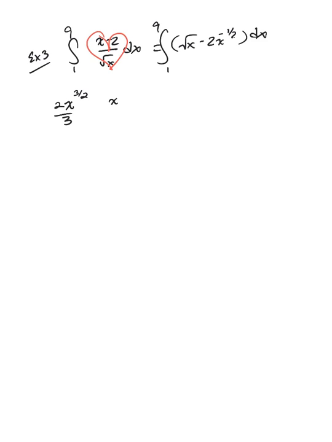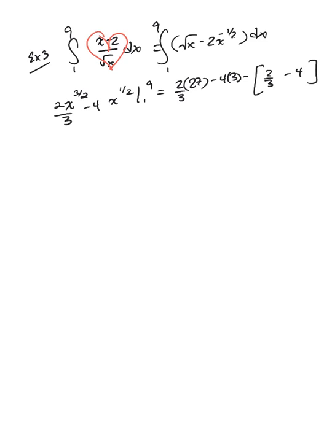So that is x to the 1/2 power divided by 1/2. Divided by a half is multiplying by 2, so this becomes negative 4, from 1 to 9. So I get 2/3 times the square root of 9 cubed, that's 27, minus 4 times the square root of 9, minus the quantity, 2/3 minus 4.